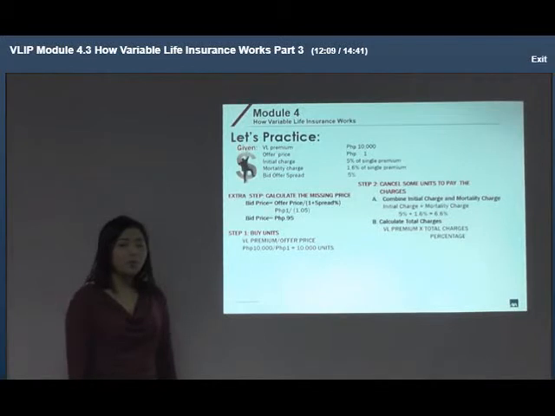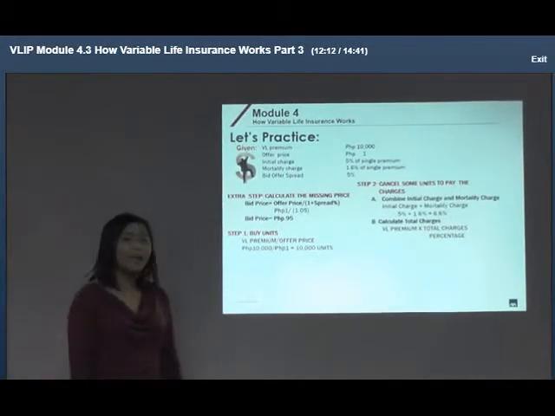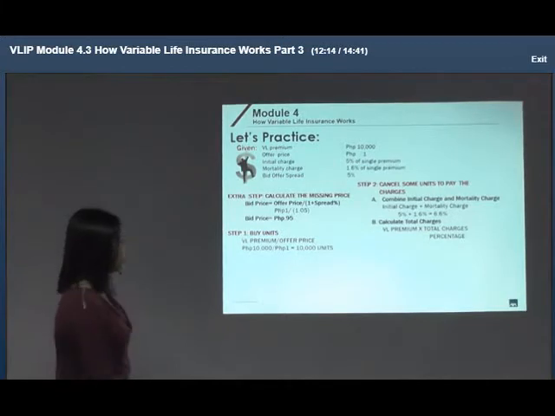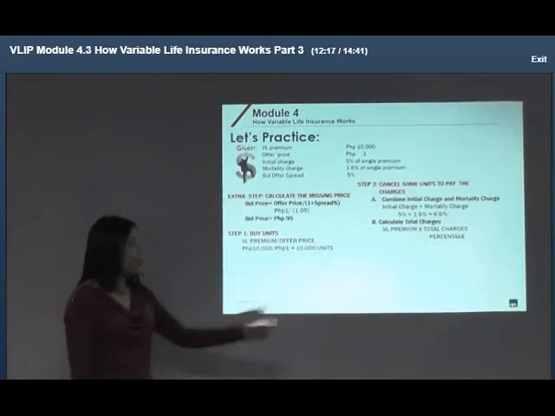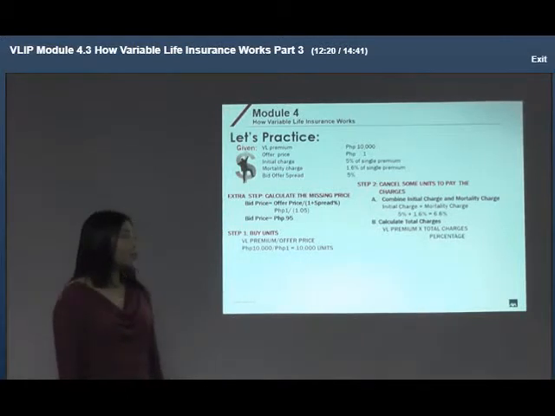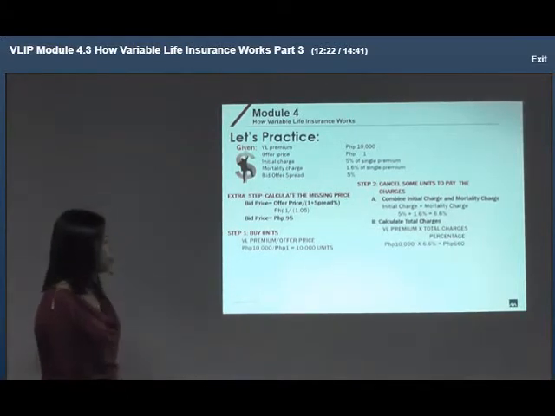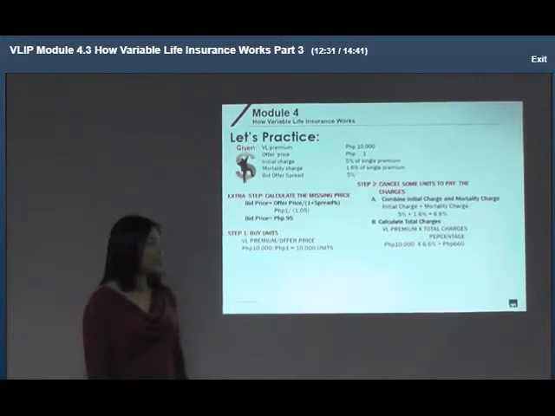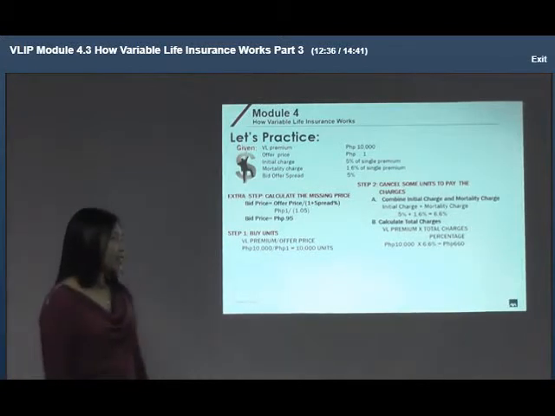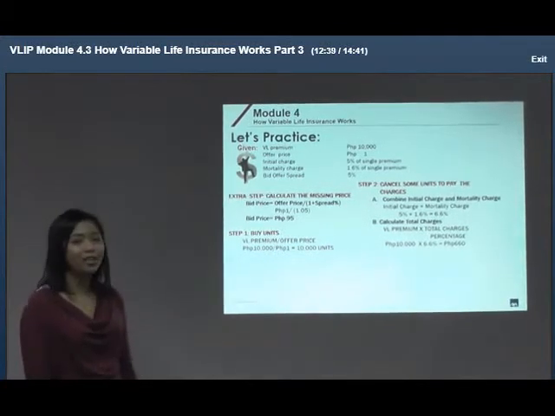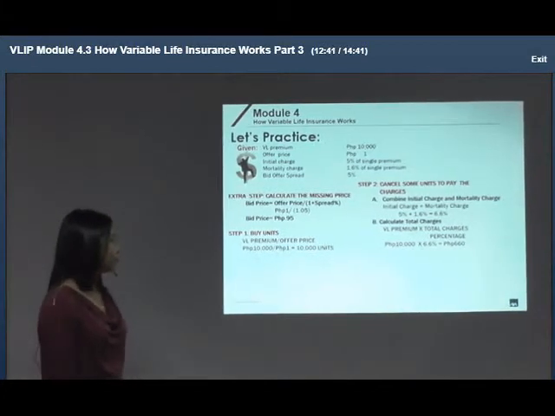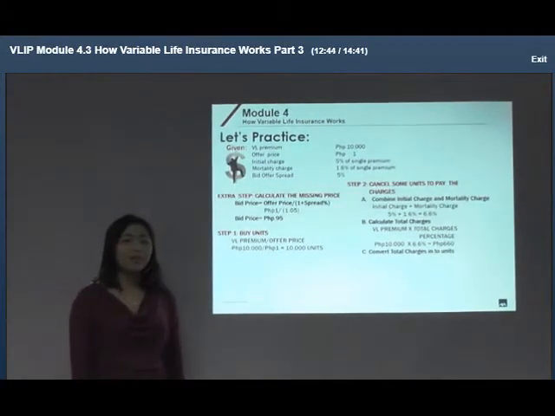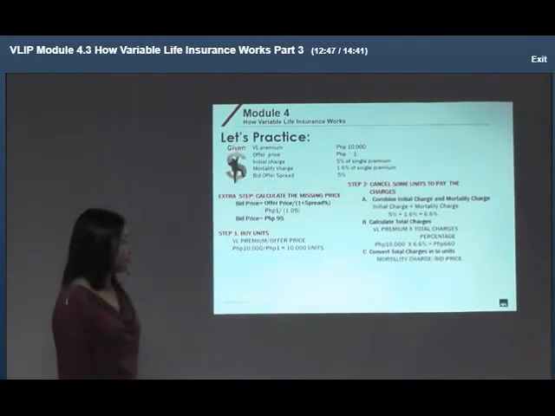Now that we know the total charge in percentage, we will calculate this in peso. The initial VL premium will be multiplied to the total charges percentage. And our given initial premium is 10,000 peso. We will multiply that to the total charge percentage we calculated from our previous calculation, which is 6.6%, which will result to a total charge of 660 peso. However, we need to convert this charge into units.